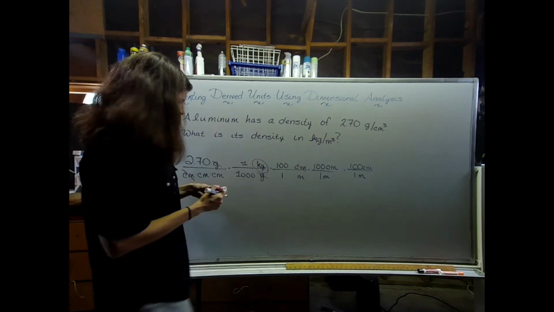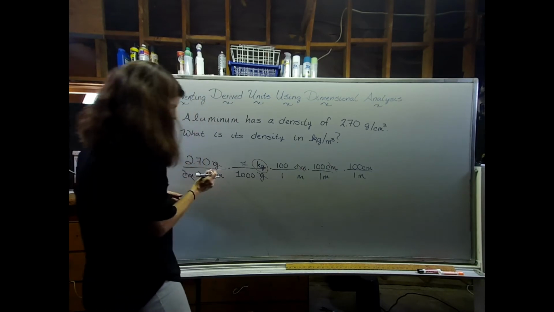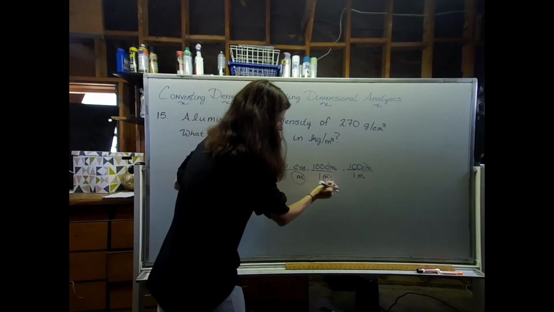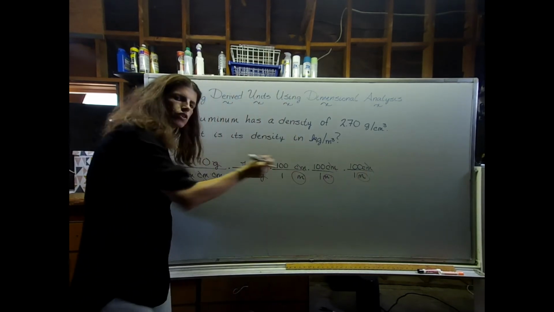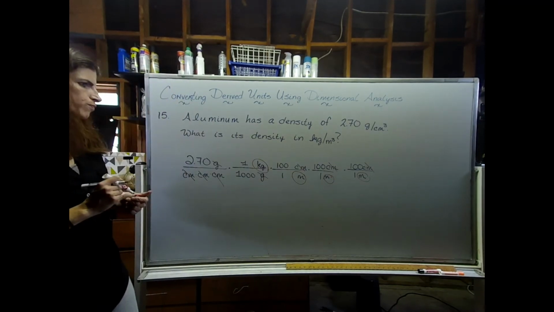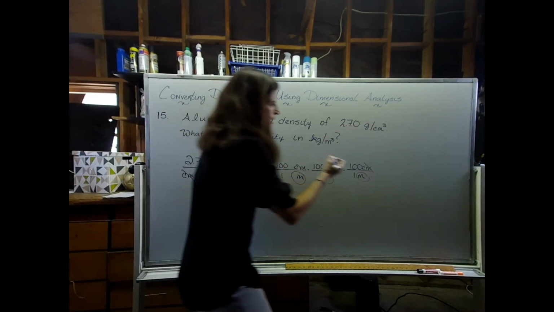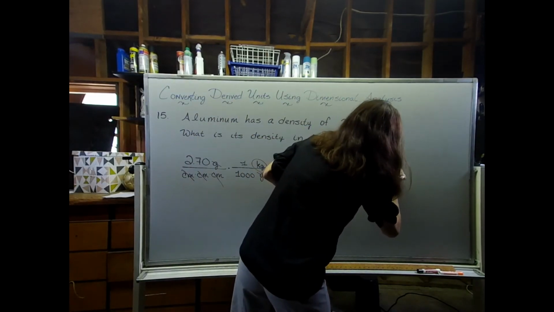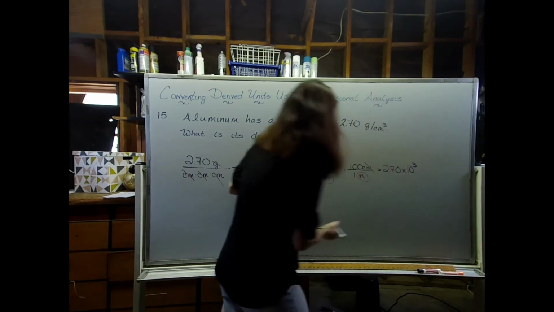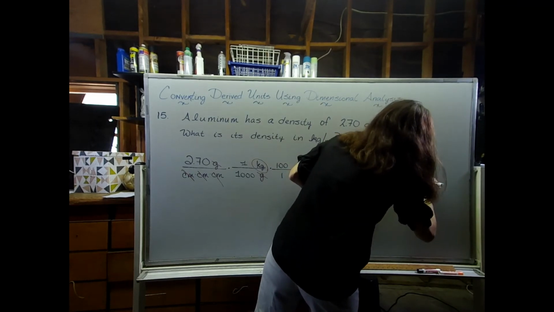All right, let's see how stuff is canceling out. Centimeters will cancel with centimeters, and centimeters will cancel with centimeters, leaving us with 3 units of meters in the denominator. That's perfect because that's going to wind up being meters cubed. So once I plug this all in my calculator, I got an answer of 2.70 times 10 to the third kilograms per meter cubed.